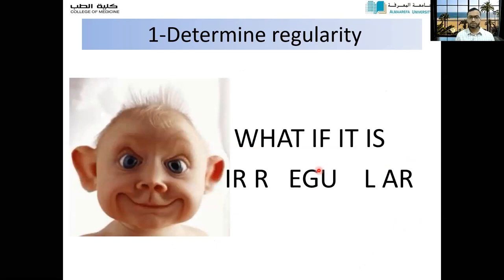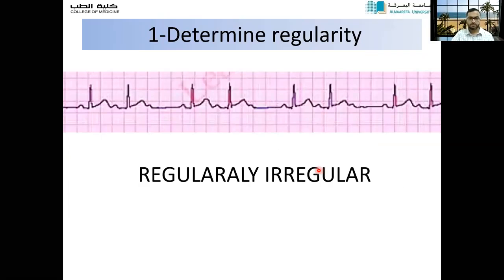But the question comes, what if it is irregular? Just now we have seen the example, it was regular. All RR intervals were coming at the same distance, the same intervals. It means all the beats are coming at the same interval. But what if it is irregular? It means the beats are not coming at a regular interval. Then again, you have to do two classifications of it. Either it can be regularly irregular.